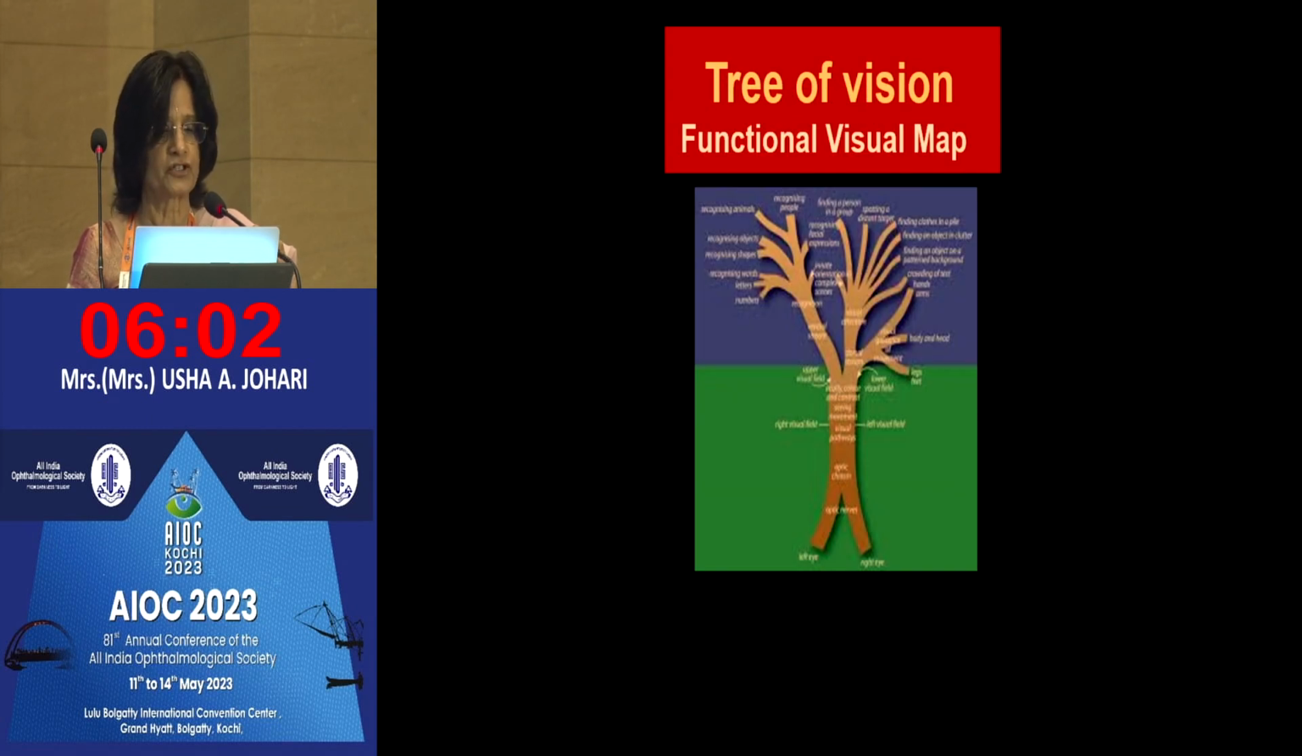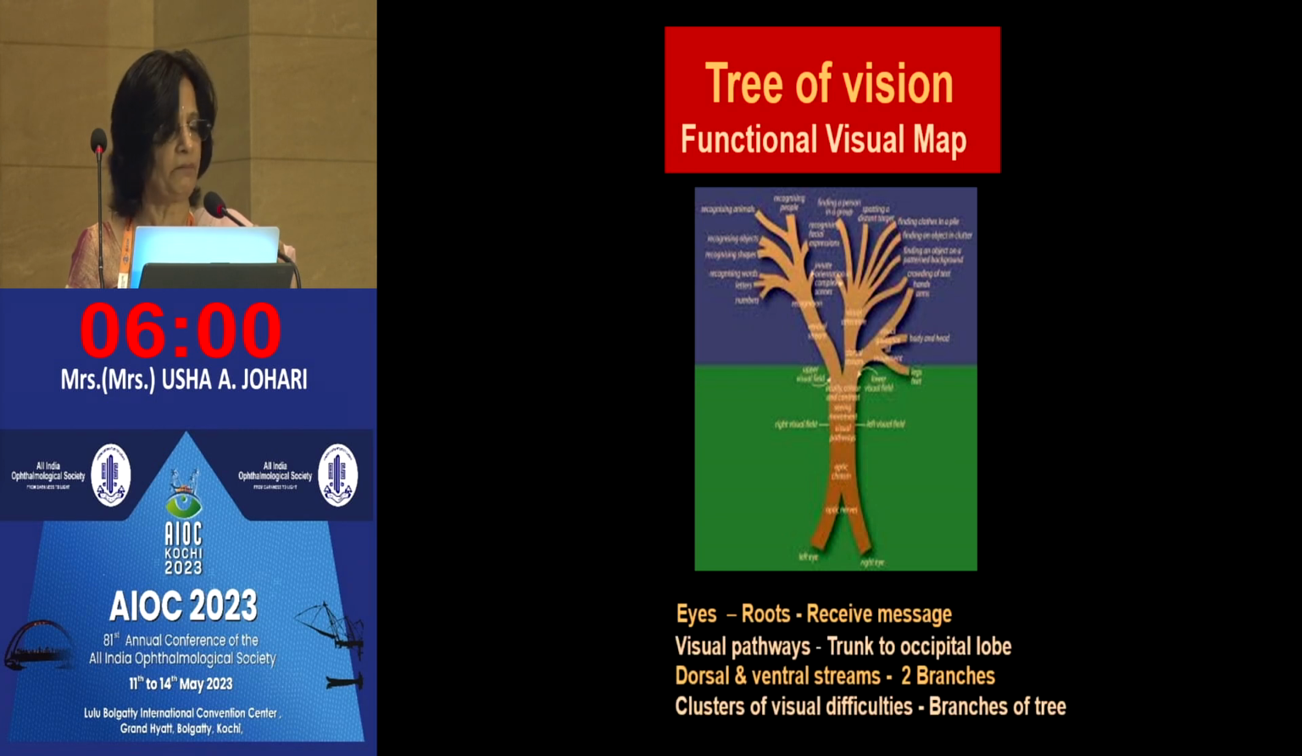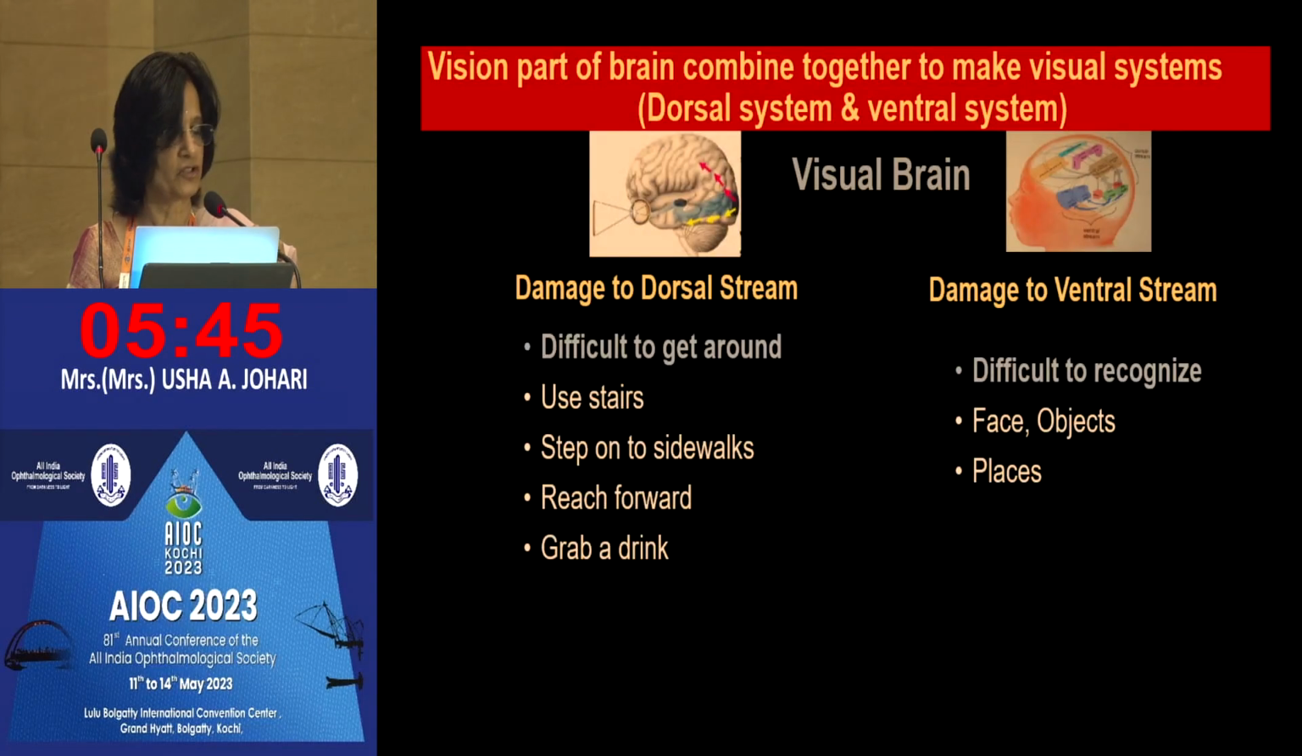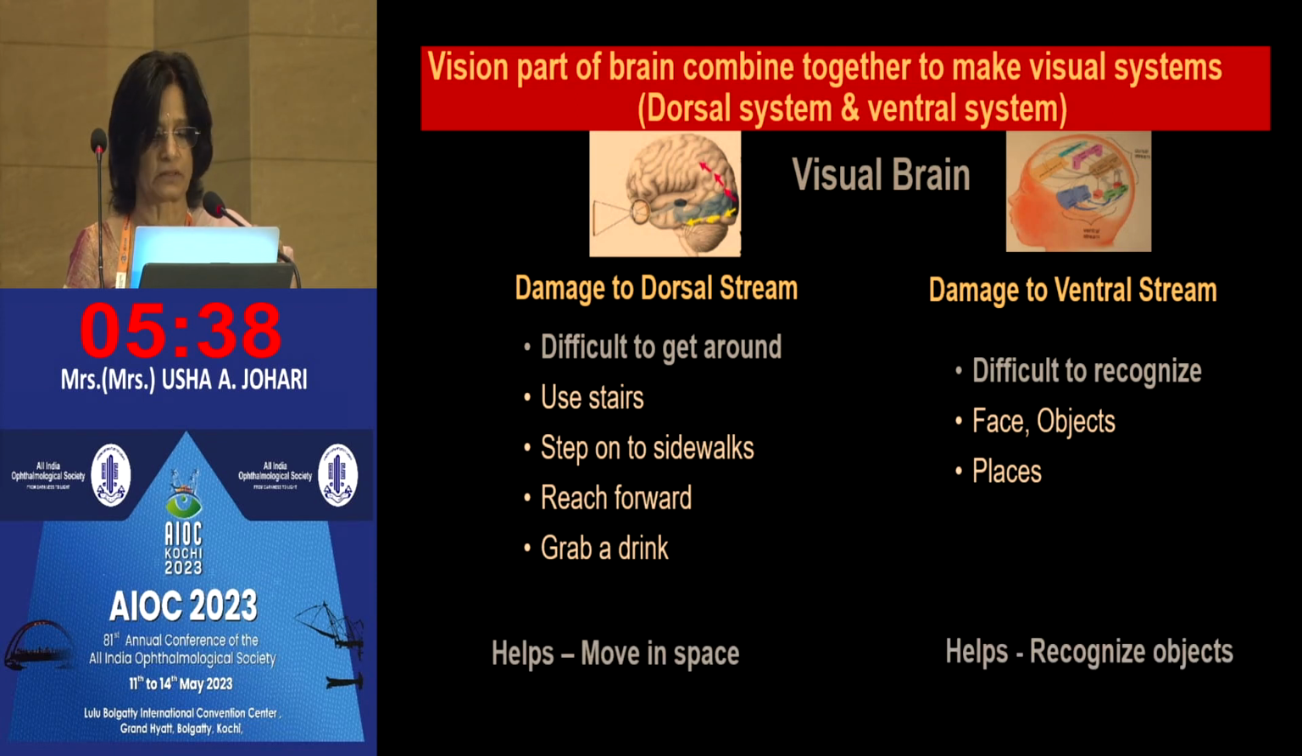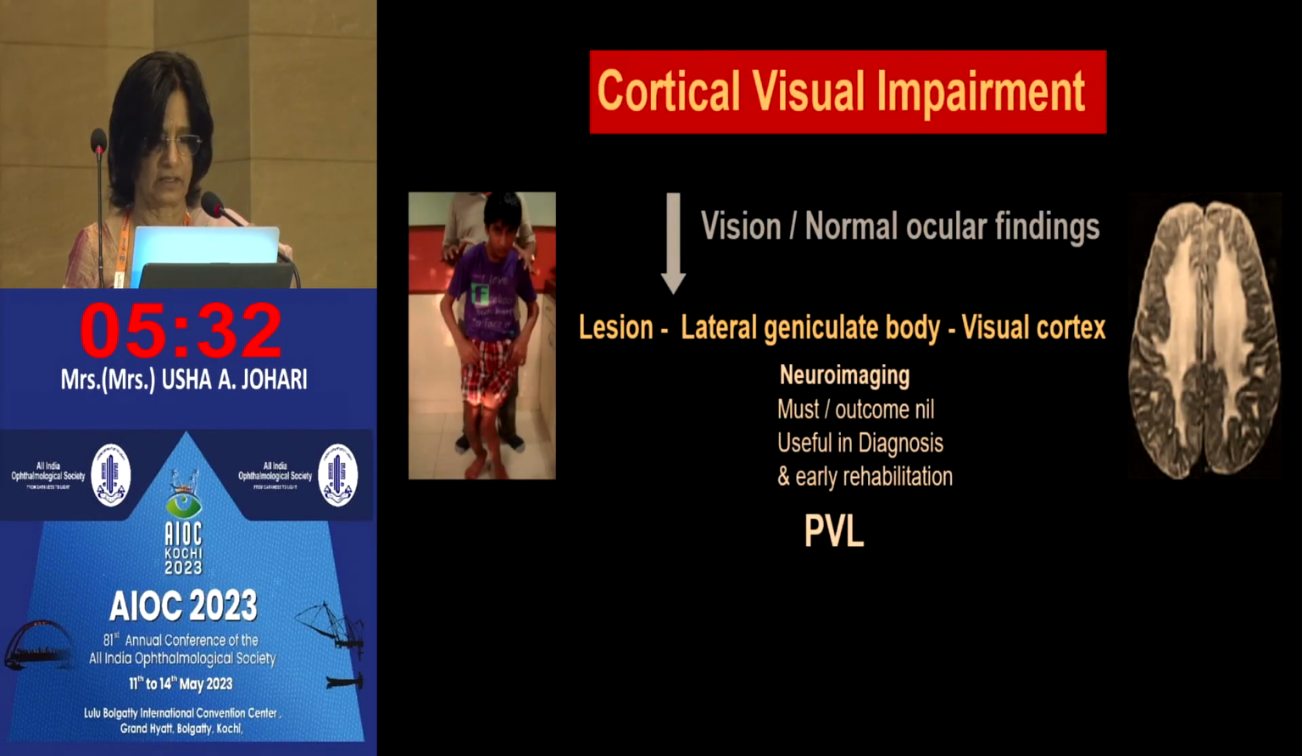Now, the tree of vision, all of us know very well, a functional map with the roots receiving the messages and the visual pathway which takes us from the trunk to the occipital lobe, the dorsal and the ventral systems, and the clusters of these trees that you are seeing here are visual difficulties, which are the branches of the tree. And the dorsal system helps us to move in space, whereas the ventral system helps us to recognize the objects. And then my future speakers would be talking about this in greater detail.